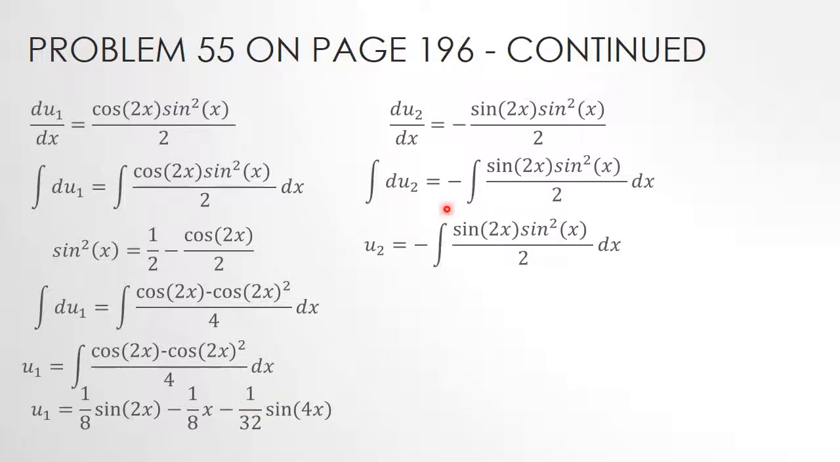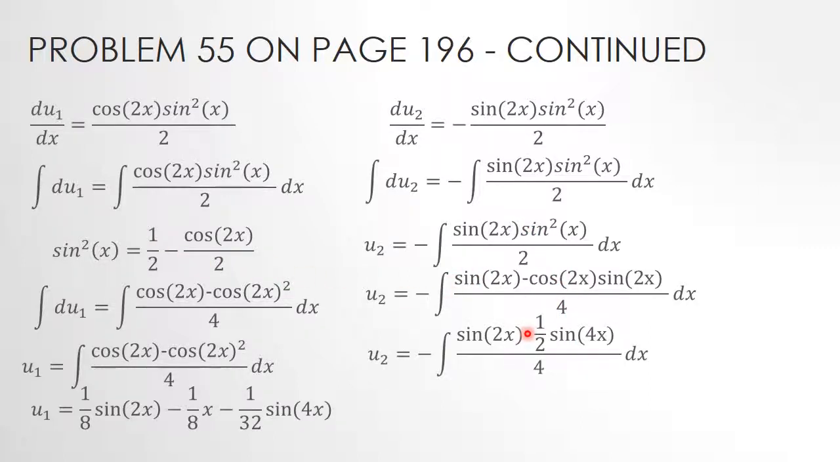Now, if I do this for u2, I do the same thing, another trig identity for sine squared x. Use the same one there. I get this integral. And then a trig identity for this can be represented this way. And then I can just solve my integrals, and this gives me u2.